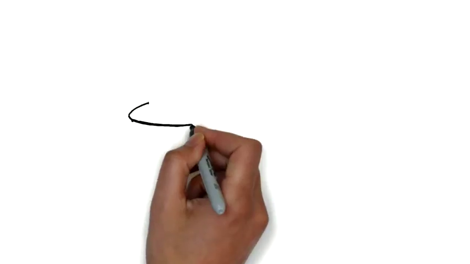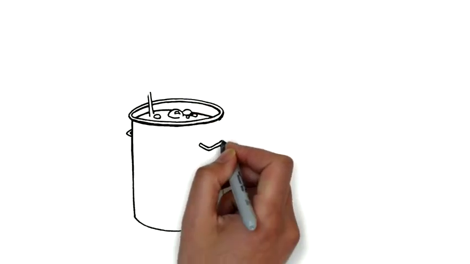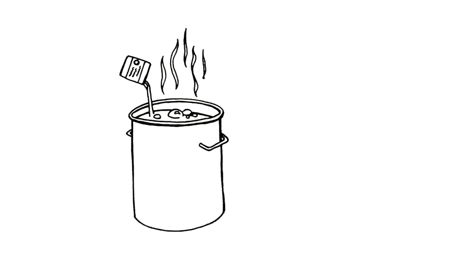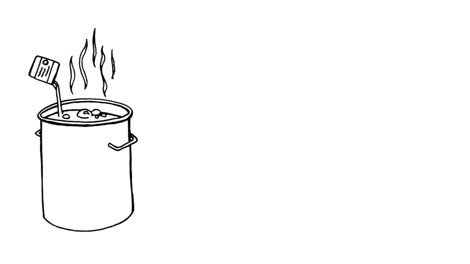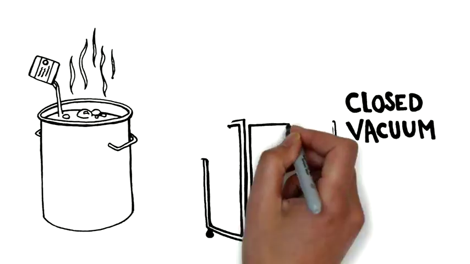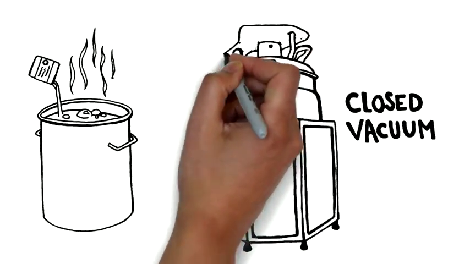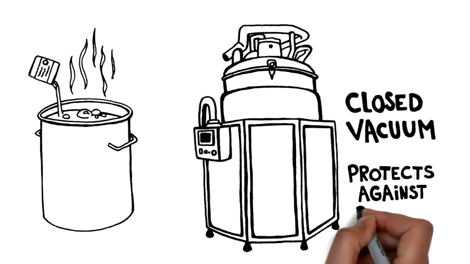Unlike many companies that mix the oils in open-air mixers or under a nitrogen blanket, Integrative blends these ingredients in a closed vacuum pressured mixing reactor that protects the oil against oxidation.